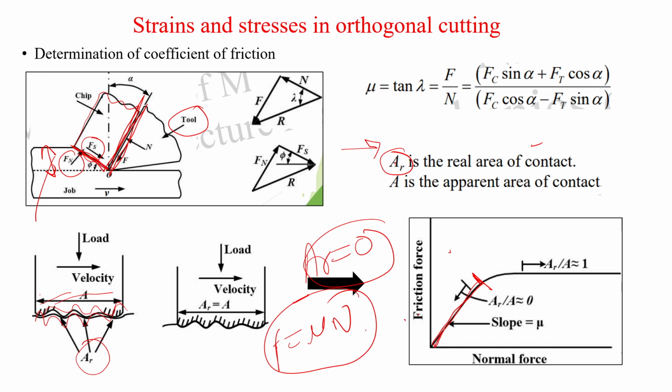We can draw a straight line showing a linear relationship. But when AR is not equal to 0, it is almost equal to A, the apparent area. So this linear relationship does not follow. It follows a constant path, which is shown here. This is just for the information that this F is not directly proportional to the N. So this is based on the apparent and real area concept.